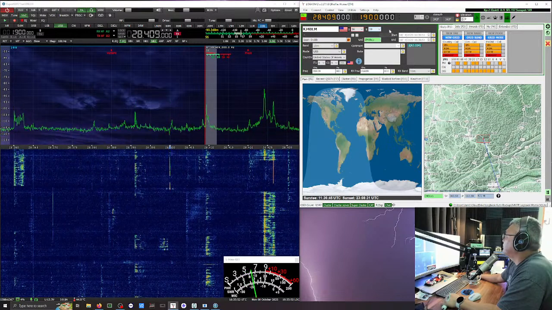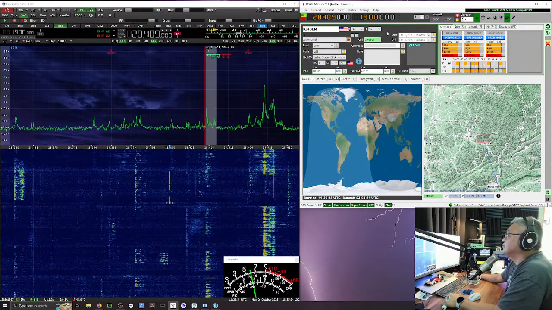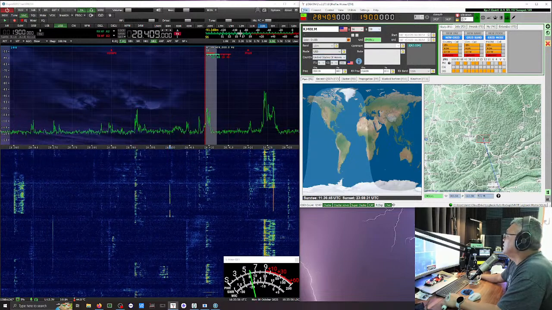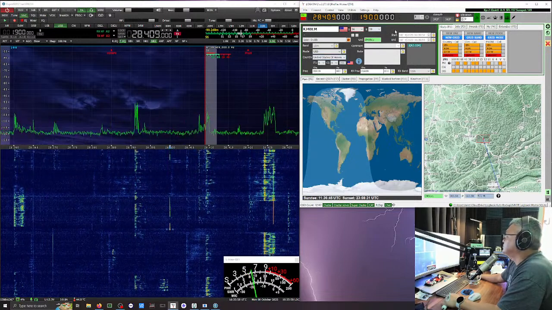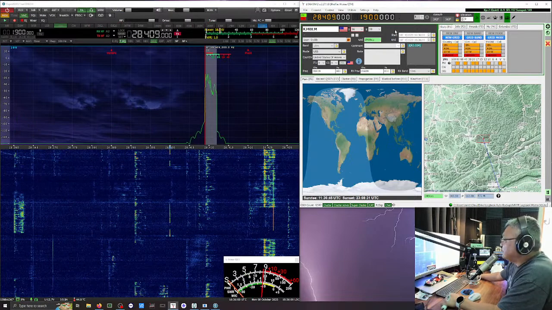Big 5-9 signal. The rig here is a Kenwood TS-2000 running 100 watts on an inverted V dipole. Wow, 100 watts on an inverted V dipole. All right, sir. I got you 56. Thank you for the 5-9, my friend. I'm going to keep it short. A couple more guys want to get a hold of me before I go.